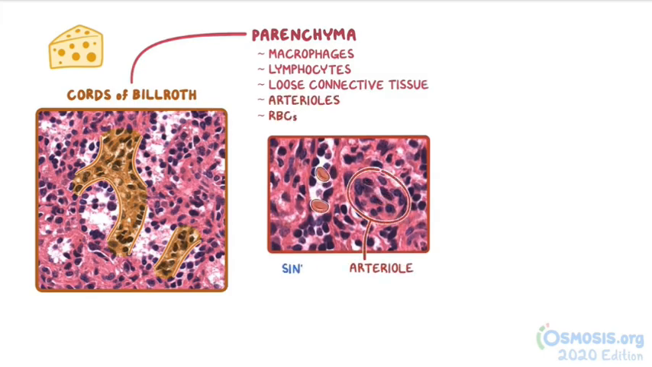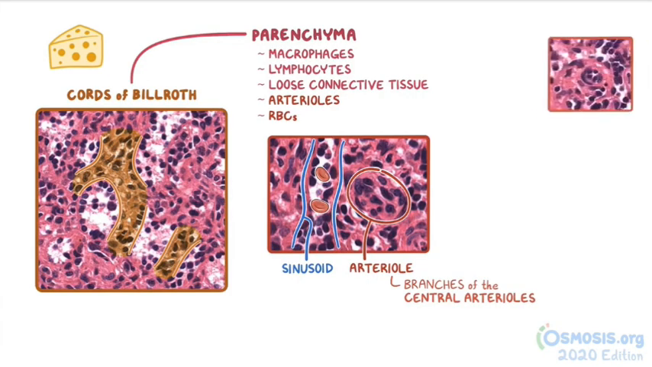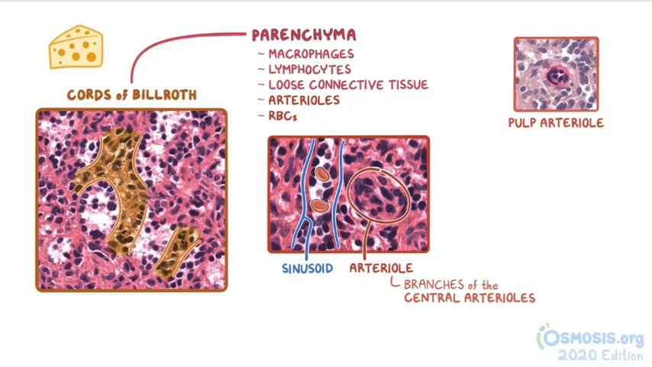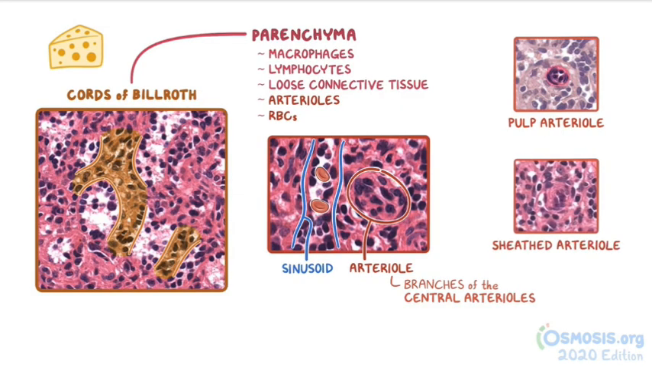from arterioles to sinusoids. The arterioles in the red pulp are continuation, or branches of the central arterioles found in the white pulp. The arterioles are no longer surrounded by lymphocytes, and are also simply called pulp arterioles. Portions of the pulp arterioles are called sheathed arterioles, because they are surrounded by macrophages that help filter the blood. But there are also arterioles that don't have sheaths, and they're considered to be non-filtering arterioles.